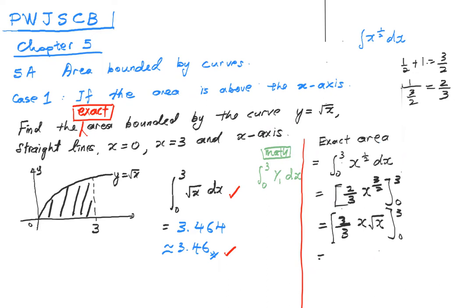Okay, so this will be 2/3 times 3 times root 3. Take away, you sub x with 0, it will be 0. So it will be root 3 to root 3. So that will be your answer. That will be the exact value. You can try to key in the calculator root 3, you get 3.46 something. So this is exact area.